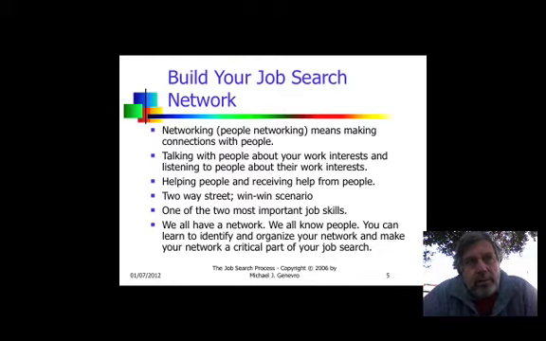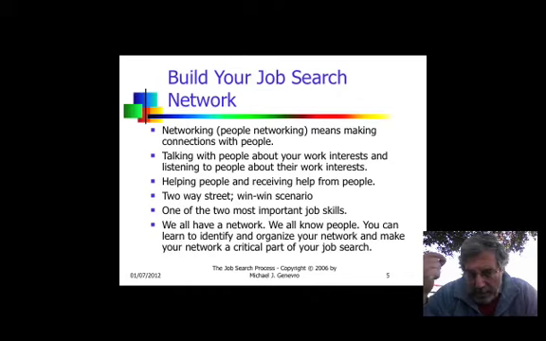It is critically important that you conduct your job search in a social environment, in an environment with other people, in a type of networking environment. And the networking means simply making connections with people. It means having conversations with people about what you're doing at this stage in your life as it regards the job search. You talk with people about your work interests, and you also listen to people about their work interests.